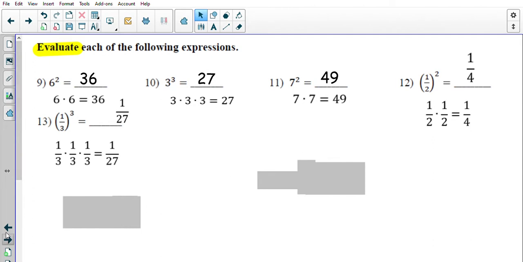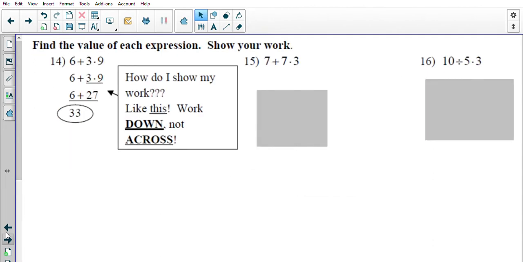All right, let's go ahead and move ahead. So now we've got to see some order of operations. So this is that PEMDAS, working with grouping symbols, followed by exponents, multiplication and division, then addition and subtraction. So it says find the value of each expression, also known as evaluate. We're going to show our work for each of these. It's really important to show your work for these problems so we can see what you're doing to get your solutions.